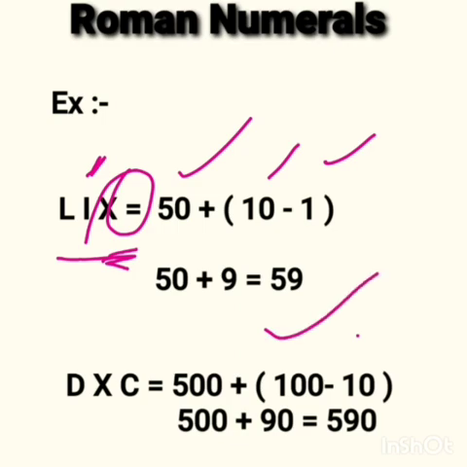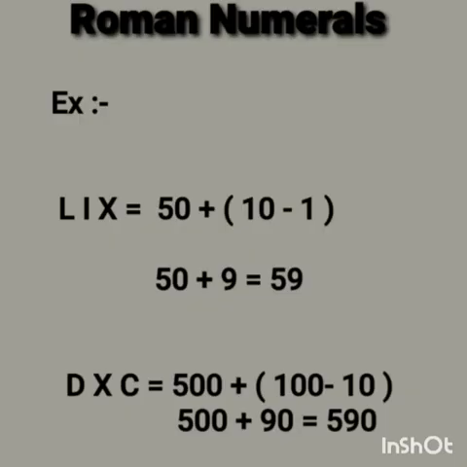Got it? So now the next is DXC. It means D is 500, X is 10, and C is 100. Same as before, we have to subtract from the last number, right? The smaller number is 10, so the smaller number is written before the number, we will subtract from the next number. It means 100. 100 minus 10 is 90. 500 plus 90 is 590. Got it?